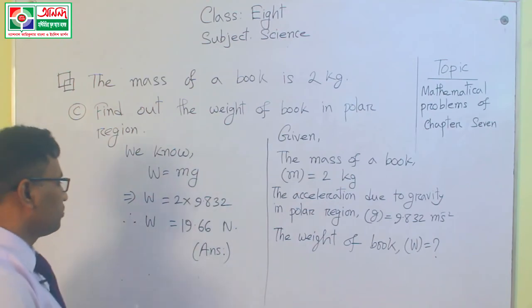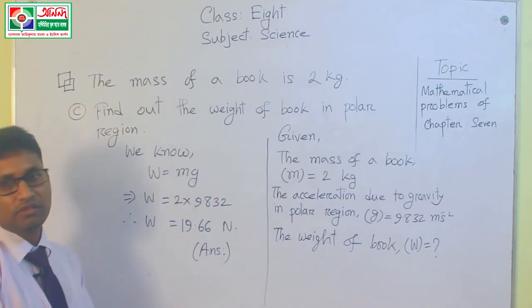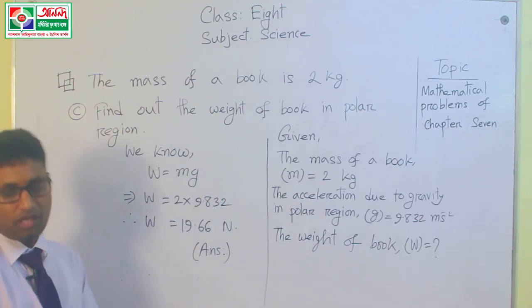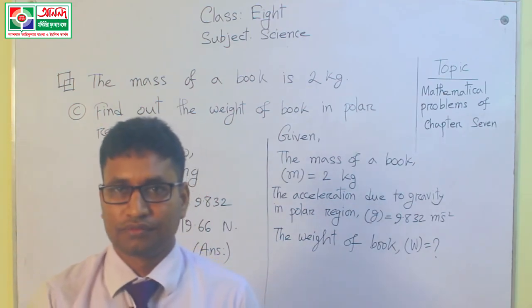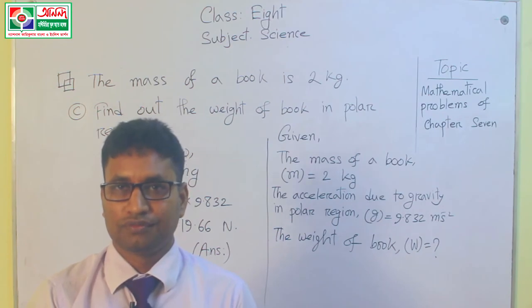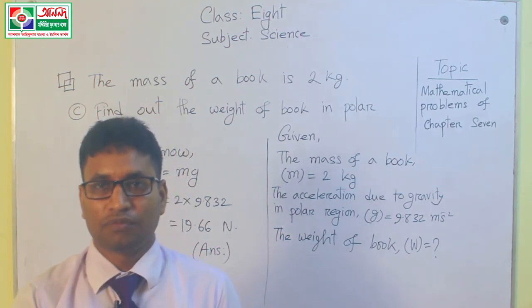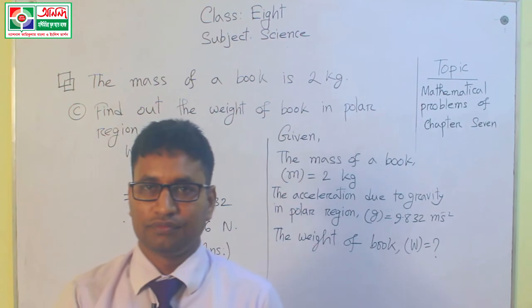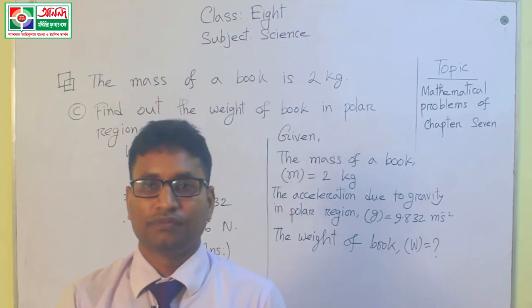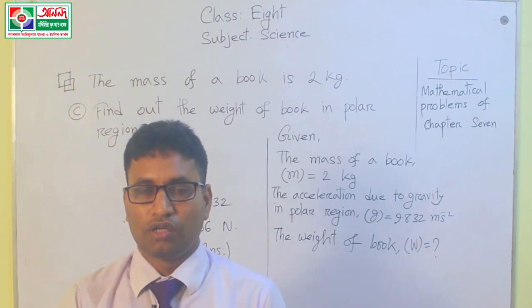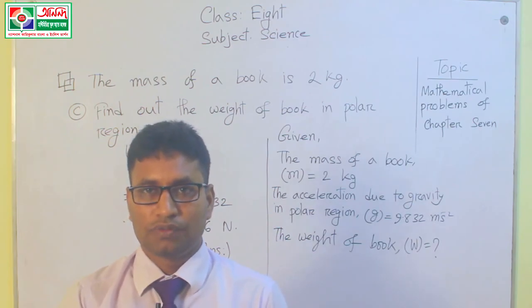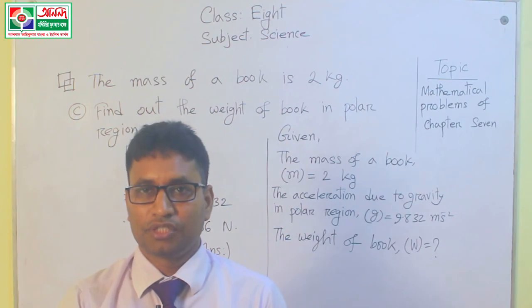When this book is taken to the polar region, the weight of that book will be 19.66 Newton. Today I have discussed three rules of mathematical problems of chapter 7, and next time I will discuss another rule of mathematical problems of chapter 7, that means Earth and Gravitation.